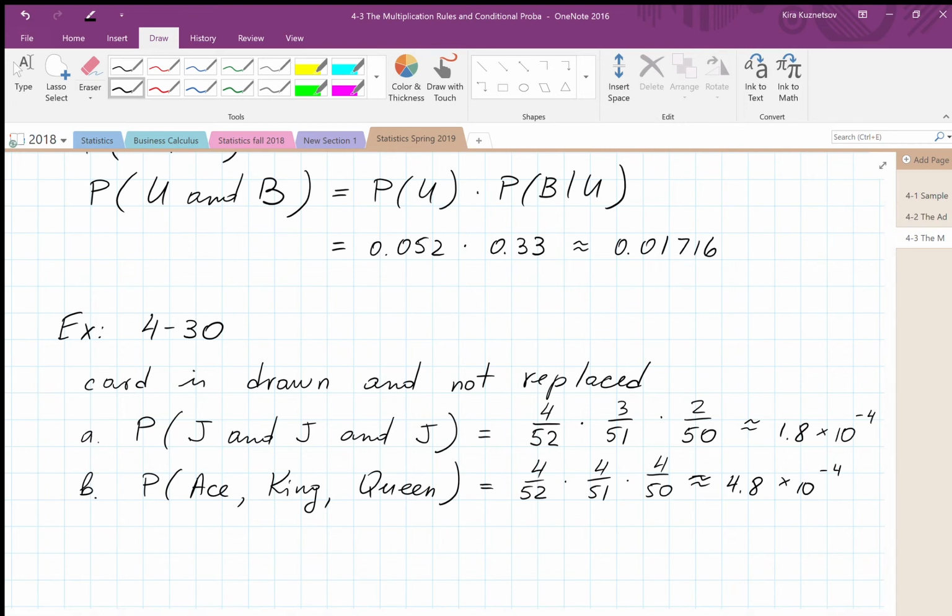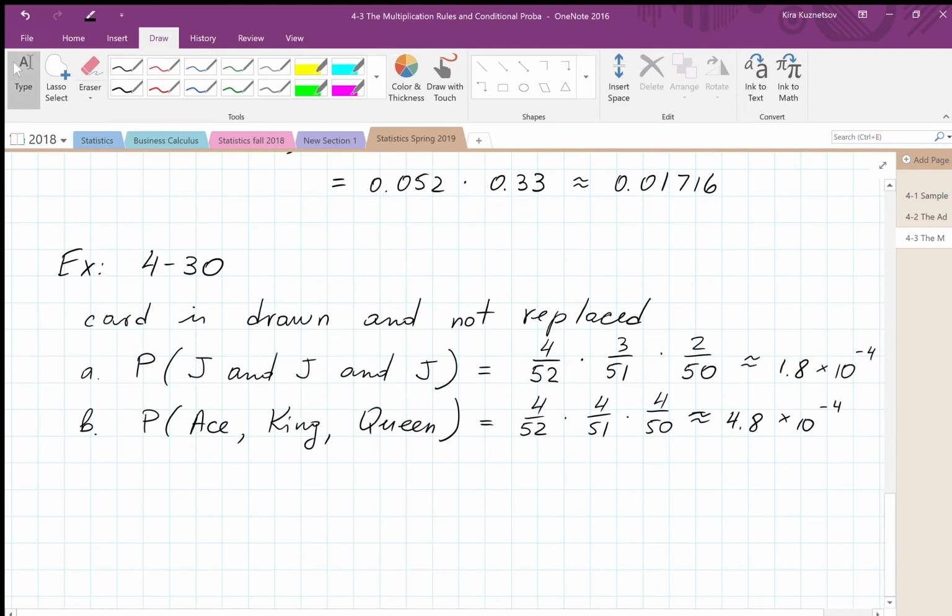Getting a club, a spade, and a heart in that order. Very similar problem as before. We have 13 out of 52, 13 out of 51, and then 13 out of 50. And the last problem is getting 3 clubs. Very similar to the first one. 13 out of 52, 12 out of 51, and then 11 out of 50 because I keep getting clubs.